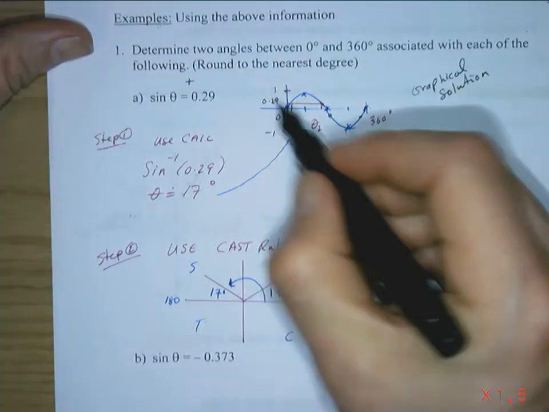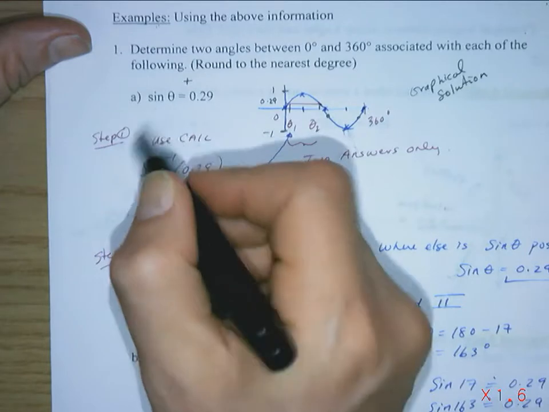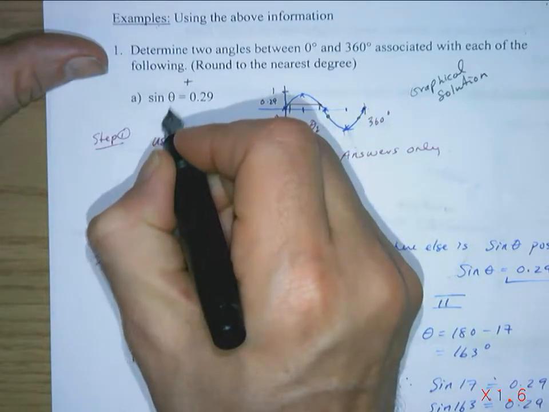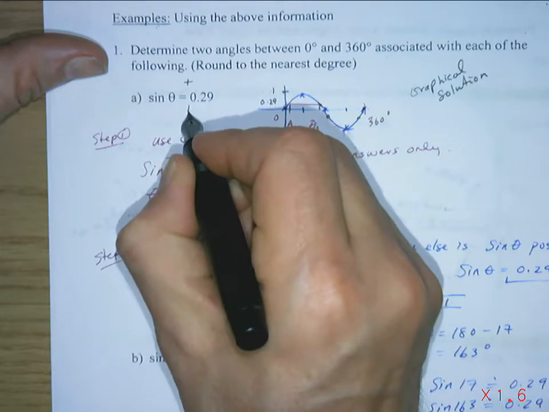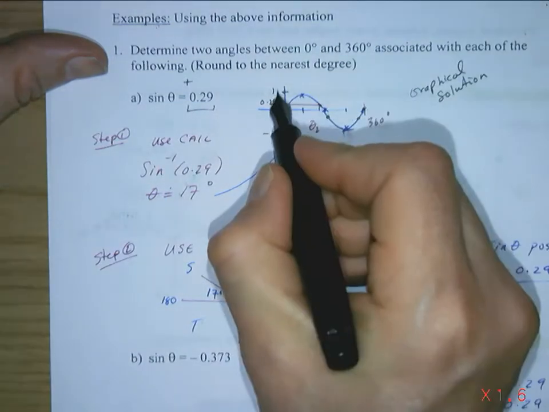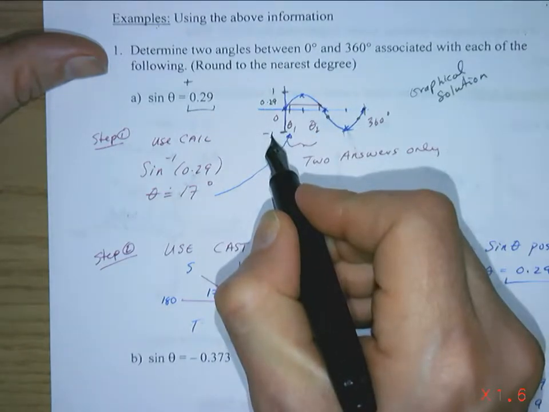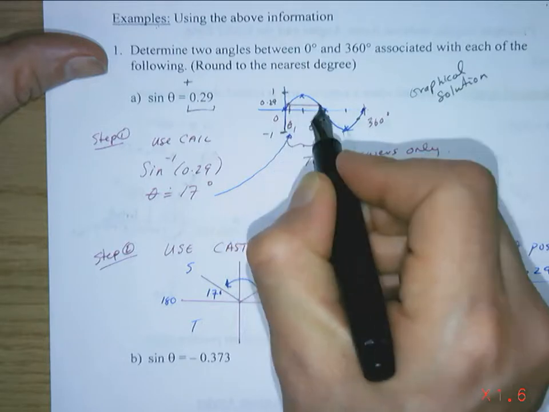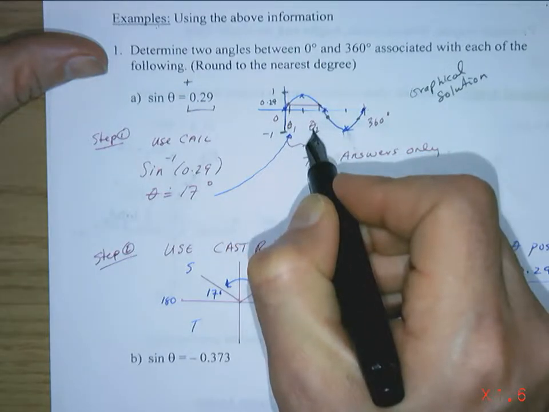The graphical solution shows the graph of sine theta. And what we're looking for is what values of x, what values of theta, what domain values will give me this range value. That's what sine theta looks like. We know it goes up to 1, down to negative 1. So it's going to pass through 0.29 around here and around here, giving me two answers in the domain.